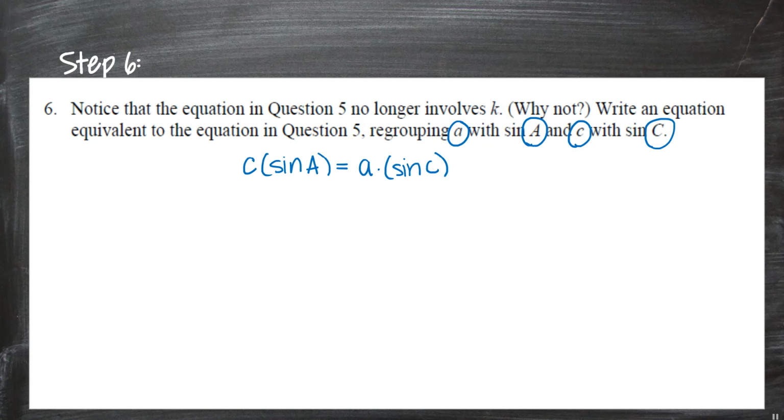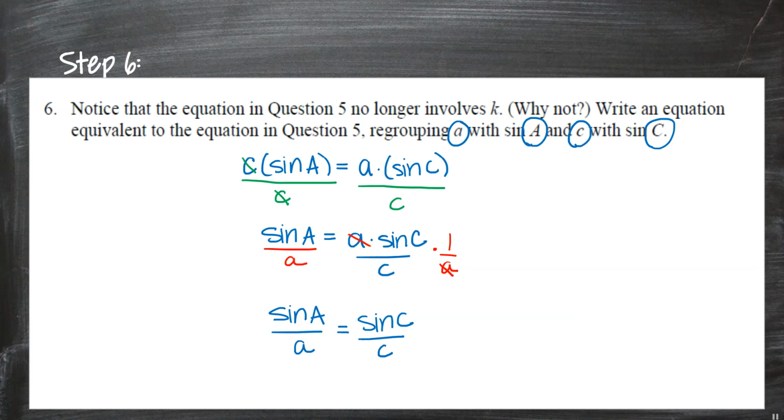Give it a try. In order to move the side C from the left side over to the right side where the angle C is, I divided both sides by C so that the C would cancel here. Now remember that this C and this C cannot cancel. This is the lowercase c that represents the side. This is the capital C that represents an angle.